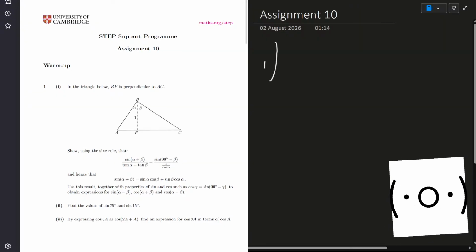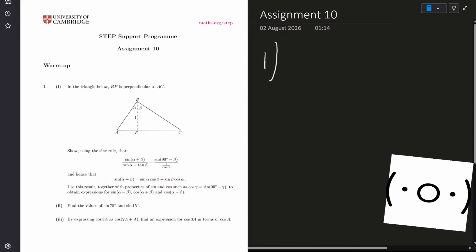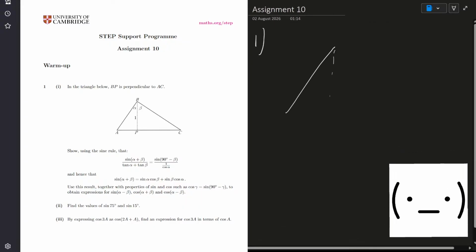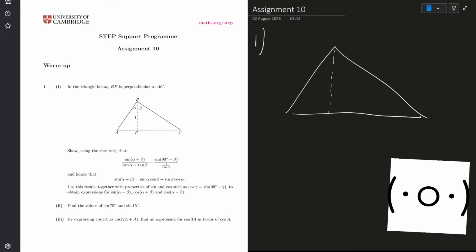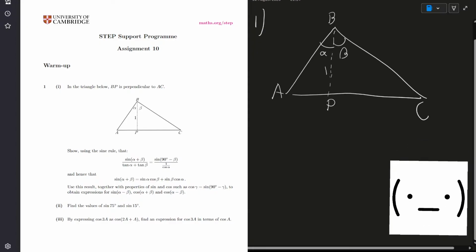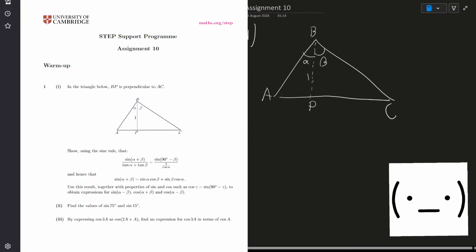So, without further ado, assignment 10, sorry, warm up. So, we've got a triangle. It is perpendicular. Lovely. So we have our triangle APCB, where this is defined as alpha, this is defined as beta, this is 1. Show using the sine rule that the expression adds together to give the stated result.